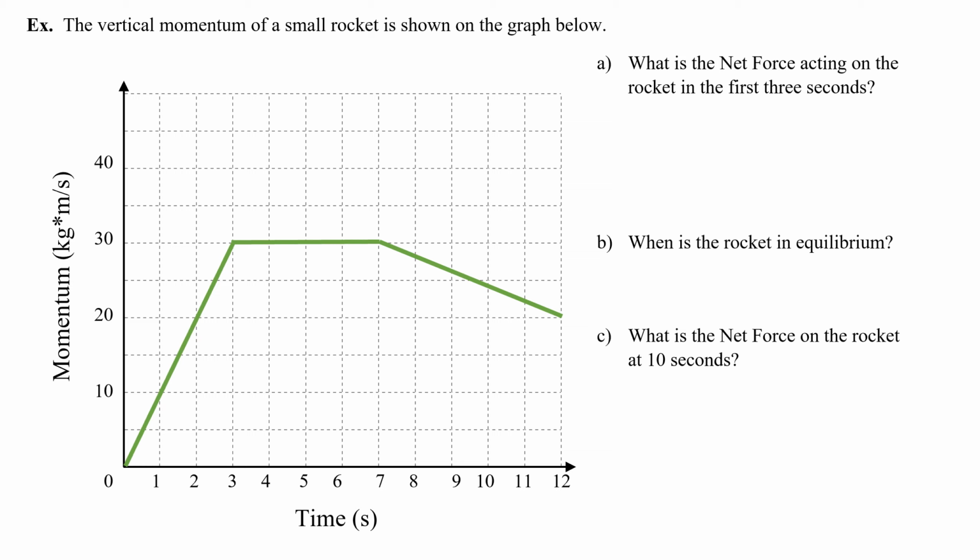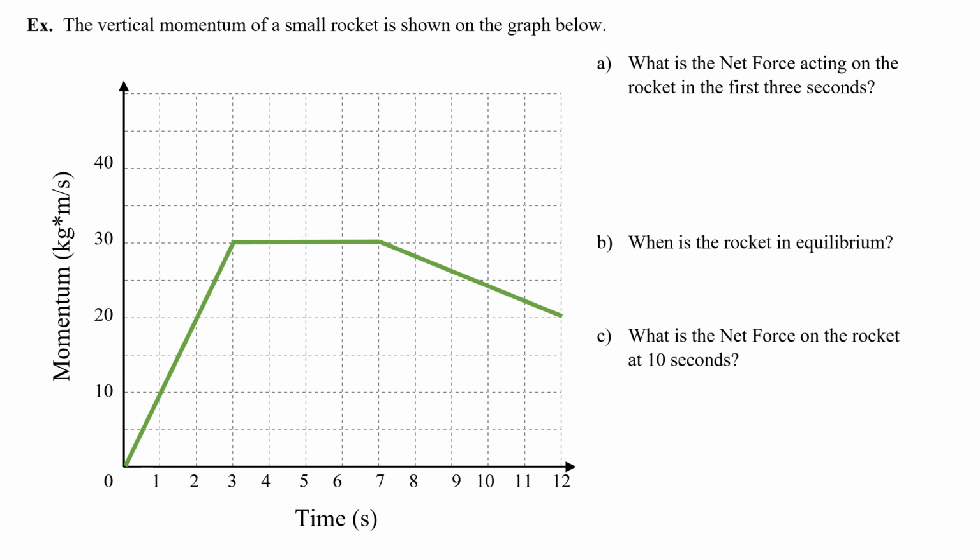The vertical momentum of a small rocket is shown on the graph below. What is the net force acting on the rocket in the first 3 seconds? When is the rocket in equilibrium? And what is the net force on the rocket at 10 seconds? Okay, so hopefully you've taken a second to sketch this graph, and let's go through parts A, B, and C one by one.